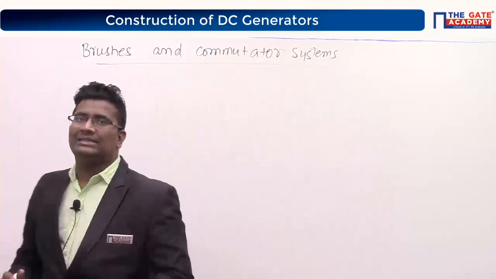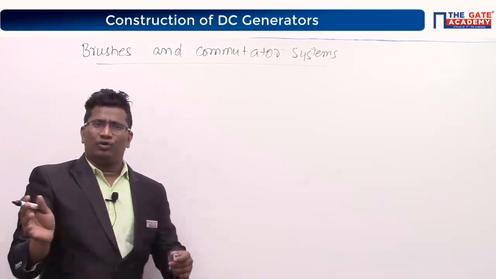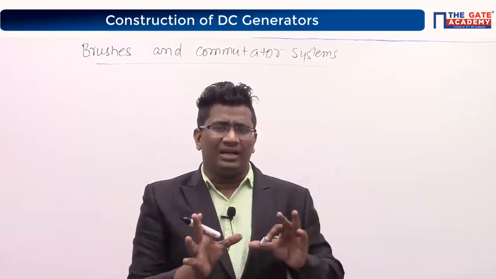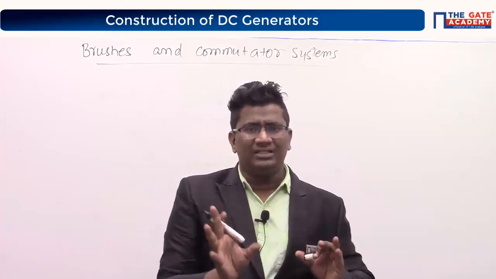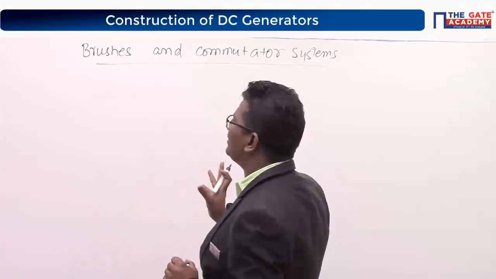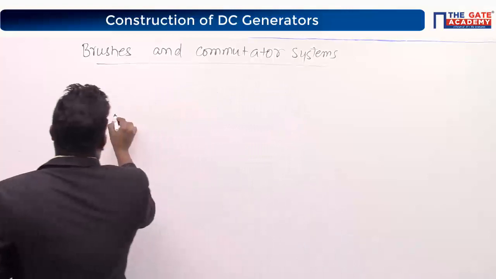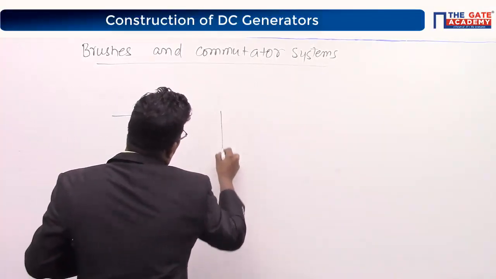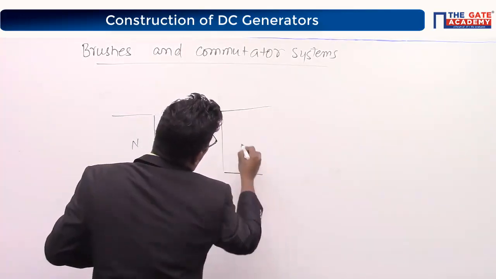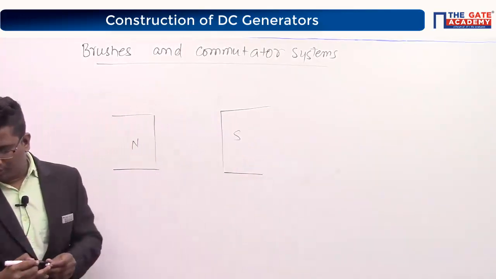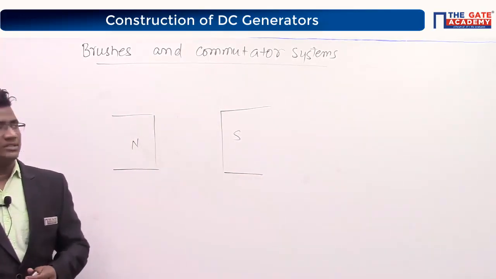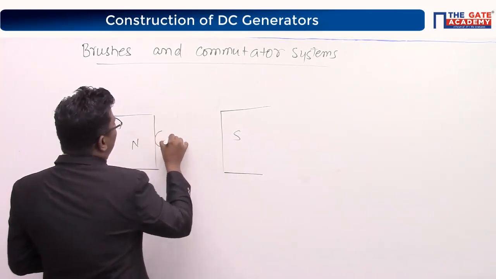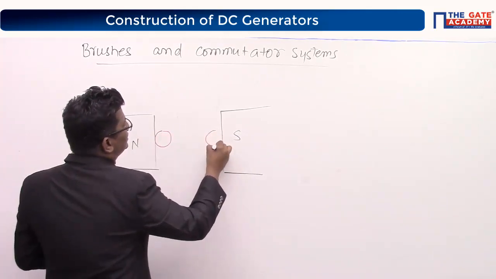Brushes and commutator systems. Before talking about brushes and commutator, first of all I would like to generalize some important things which are necessary for understanding commutator and brushes. Let me consider, as at the beginning, this is our north pole and this is our south pole. I have two conductors, one under the north pole, another one under the south pole.